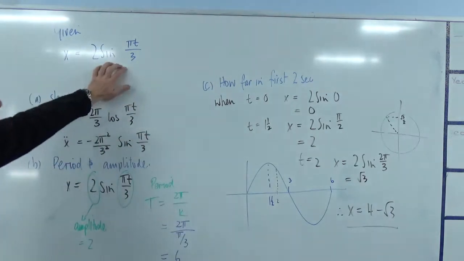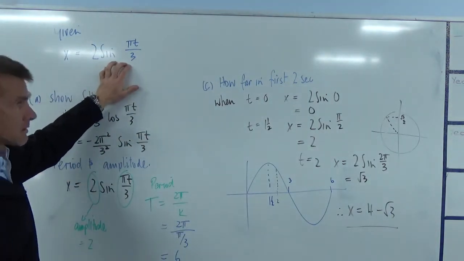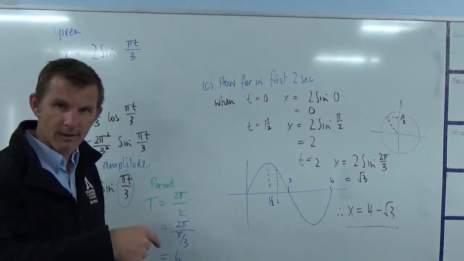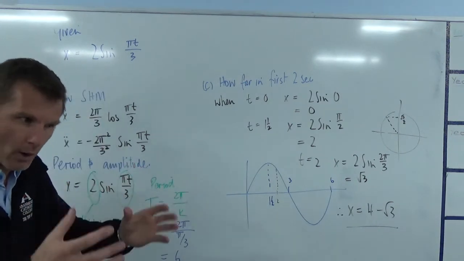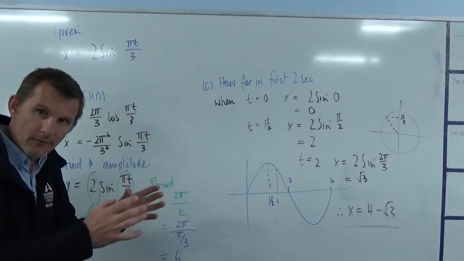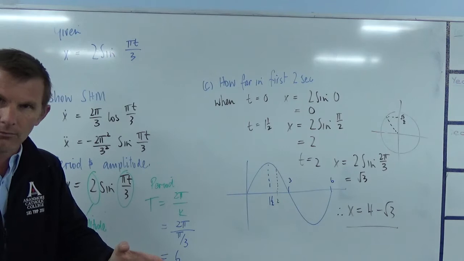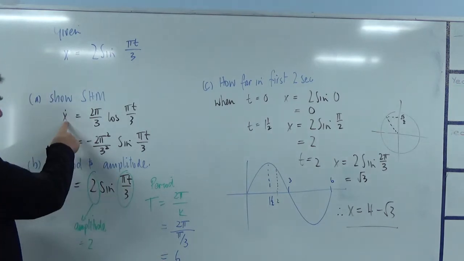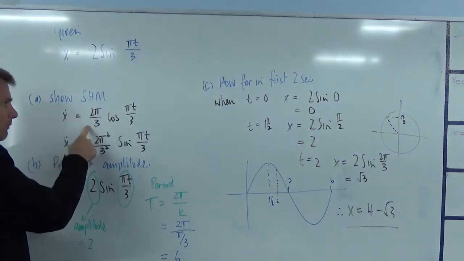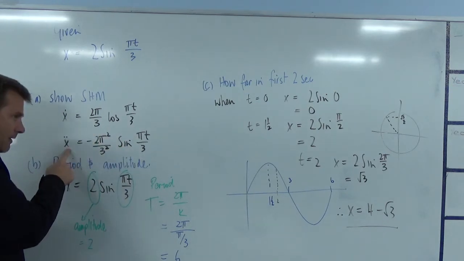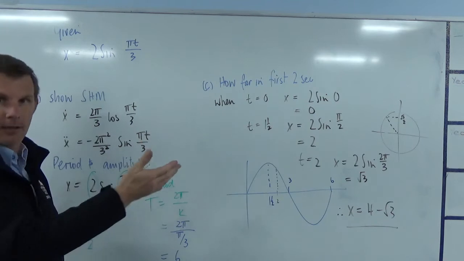So, the question gives us this, and the first part says, show that it's simple harmonic motion. If you remember from the last video, simple harmonic motion is when the second derivative is negative k squared of the original, okay? So all I'm going to do is take the derivative and I end up with this kind of ugly thing here. I'm then going to take the second derivative and I end up with this even uglier thing.